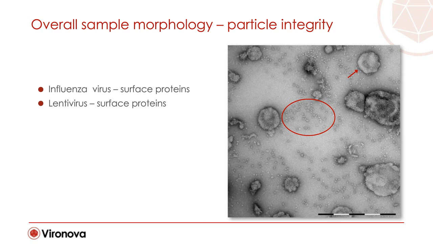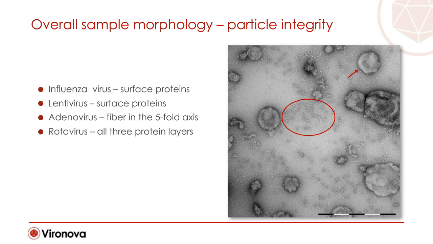For adenoviruses, you might need to analyze if the fiber in the 5-fold axis is still there. And for rotaviruses, you might want to make sure that it still has all 3 protein capsids. And here you can have different preferences depending on what sample you are looking at. So there are a lot of parameters that can influence the quality of the product and which can be monitored using electron microscopy and image analysis.